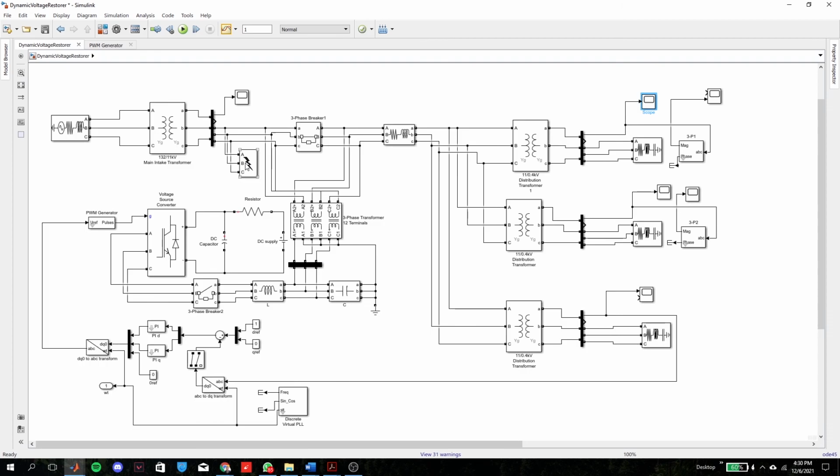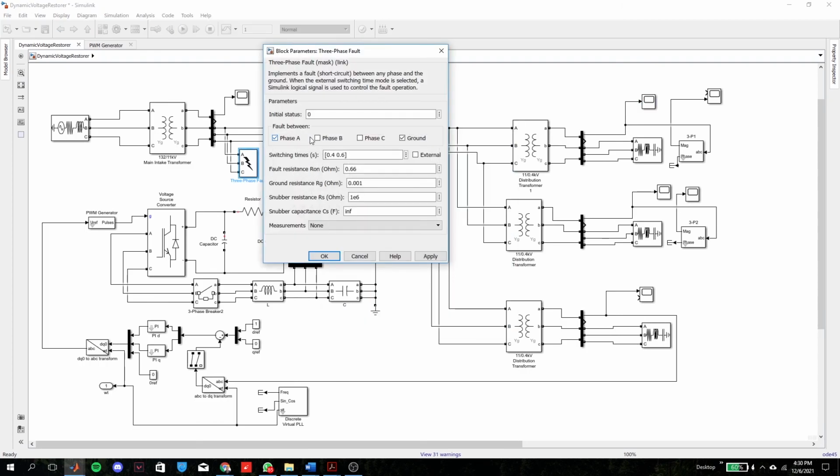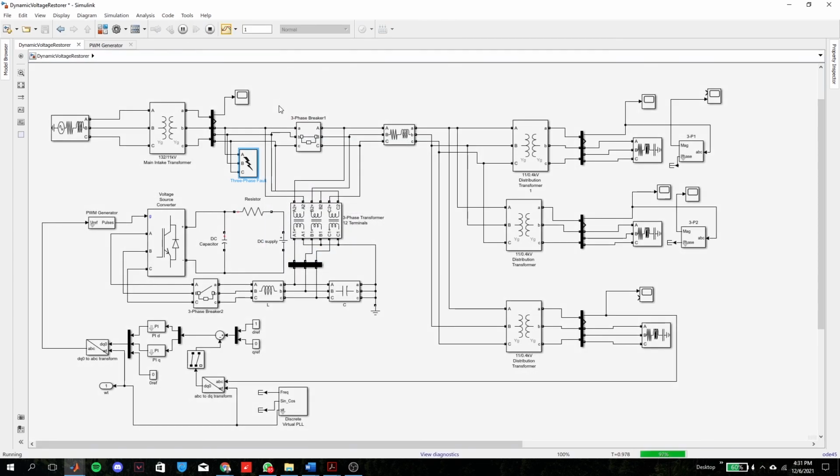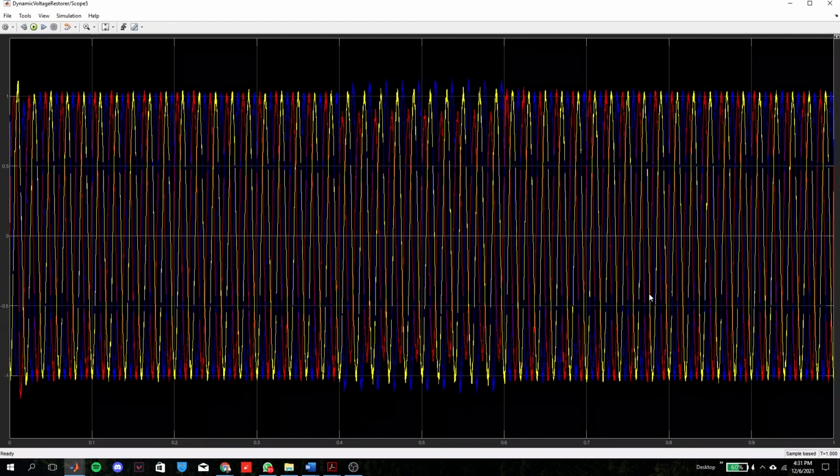Finally, I will run the third case, which is the occurrence of single line to ground fault. Phase A has been chosen to have the fault. From the scope at the load side, it can be seen that the voltage sag magnitude has been improved close to the nominal voltage, even when the single line to ground fault occurs.